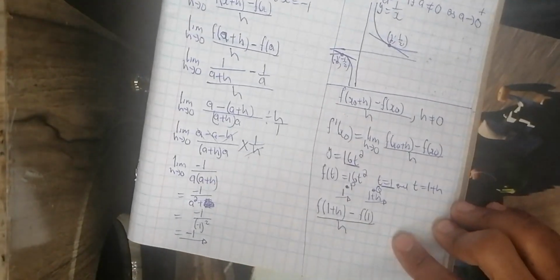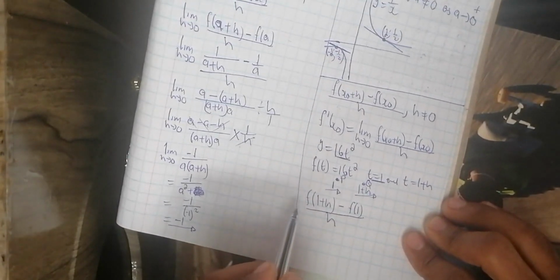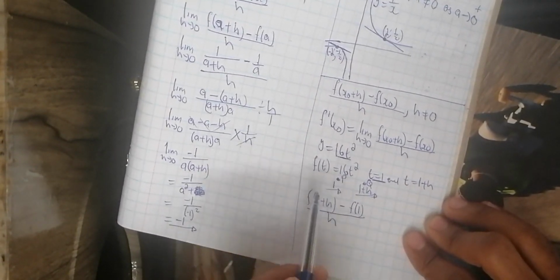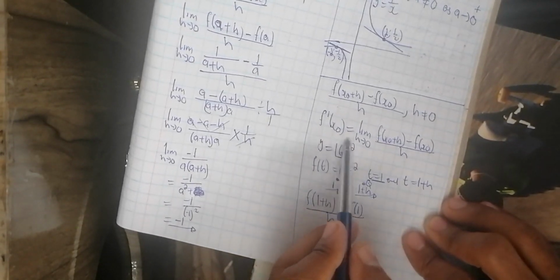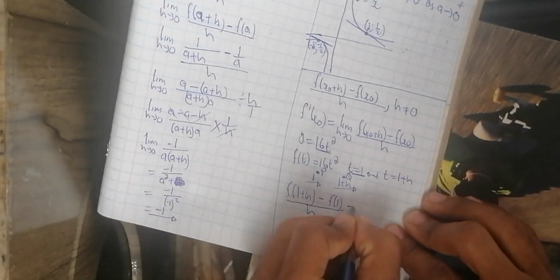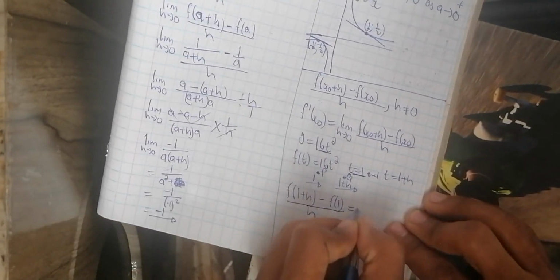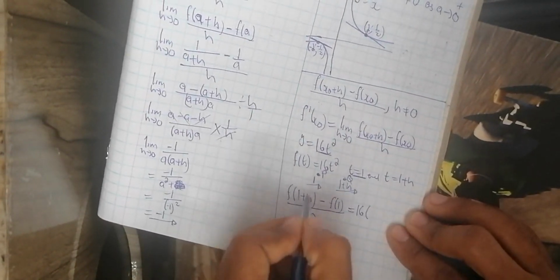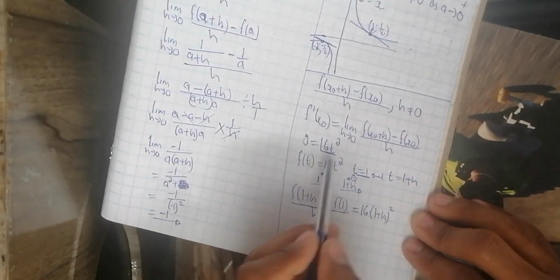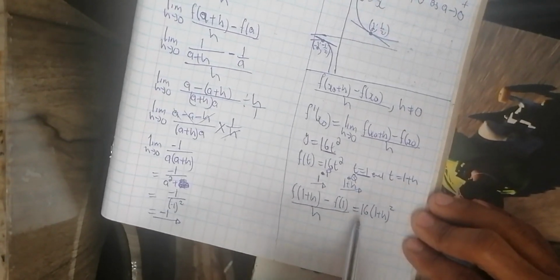Divided by h. Right, and then I want you to see something here. I haven't substituted the function, which is this. I haven't substituted the function there. So I'm going to proceed and say, where I see f, I'll be writing my 16 now. 16, and I'm having this 1 plus h, that is squared. Please be very careful. This is squared.